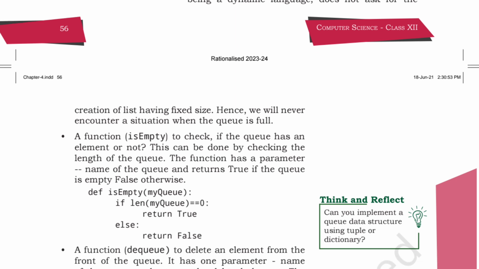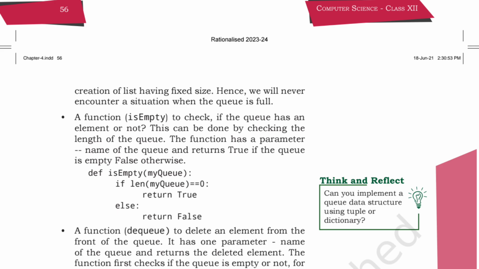Then the function isEmpty is to check if a queue has an element or not. This can be done by checking the length of the queue. The function has a parameter, the name of the queue, and returns true if the queue is empty, false otherwise. So def isEmpty myQueue, if length myQueue equals 0, return true, else return false. That you have to check in isEmpty: if the length is 0, then it will return true, else it will return false.